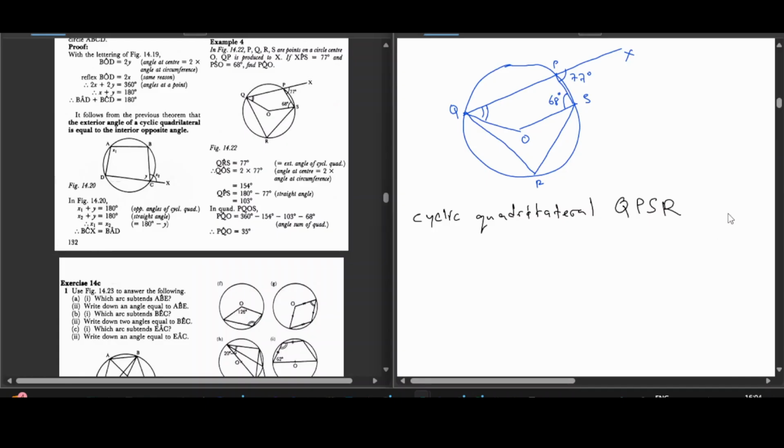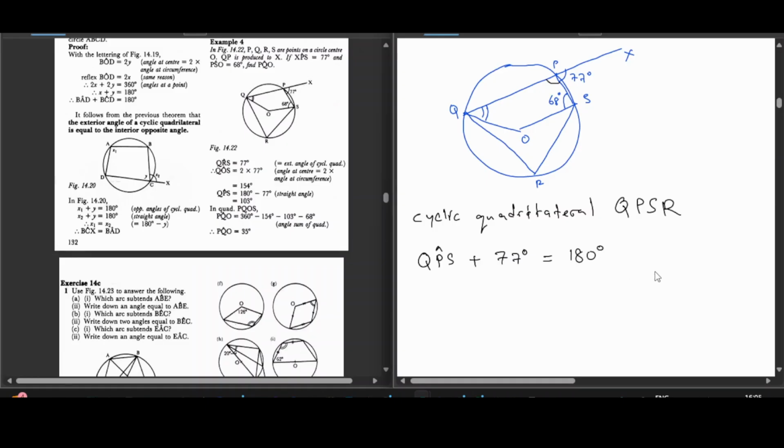QPSR. Why is it cyclic? Because all the four corners are touching the circumference. That's why it's cyclic. Okay? And because it's cyclic, since we have 77 here, we want to find angle QPS, but we know that QPS plus 77 degrees should give us 180 degrees.